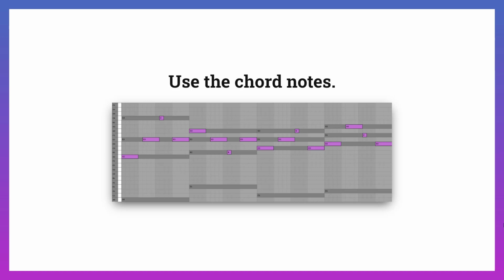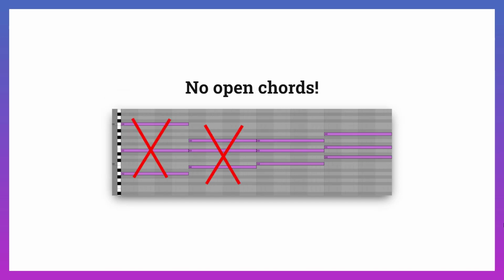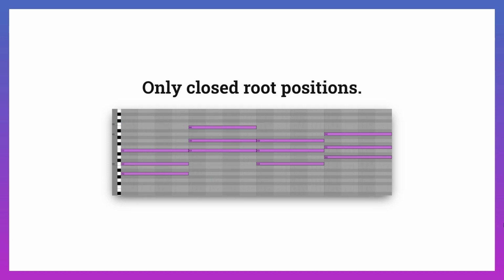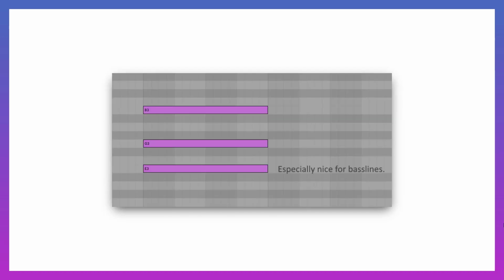However, some chord notes are better suited for melodies than others, and I will show you how you can find them. First of all, it is important that you put your chords in the closed root position. That is, you avoid inversions and open chords and always use the basic form of the chords. The root note of the chord is especially popular for bass lines. For melodies, however, the second and third notes of the chords are even more important.